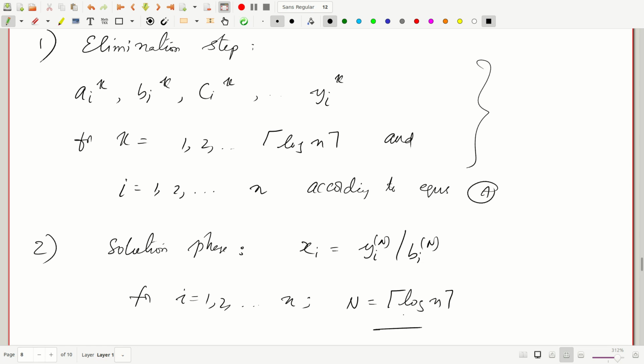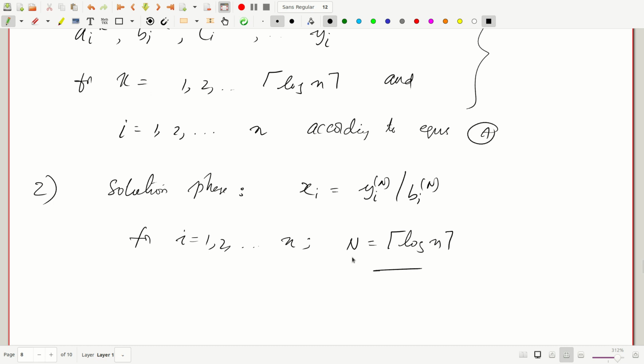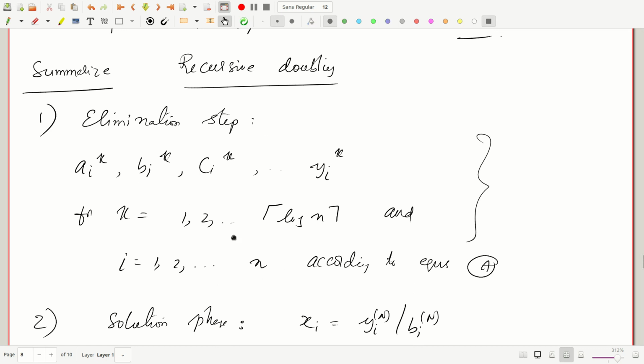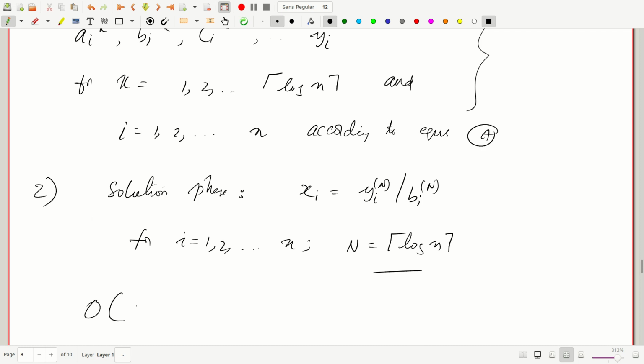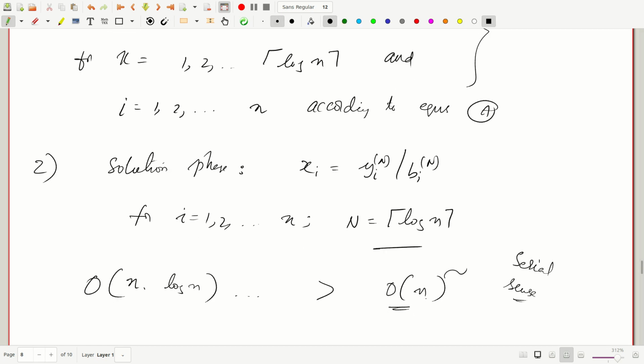Now this algorithm is of course a lot more complicated, or a lot more lengthy, as we discussed, but it's not too lengthy when you implement it. But as you can see, there are basically log n loops here, and then in each of them you have n operations. So as a result, the serial computational complexity of the recursive doubling algorithm will come out to be n times log n, which is larger than the order n that we saw for the tridiagonal system in a serial sense. Asymptotically this is larger than the order of n that we saw.